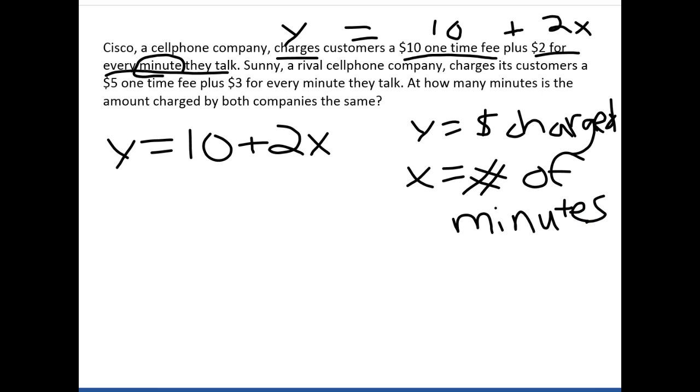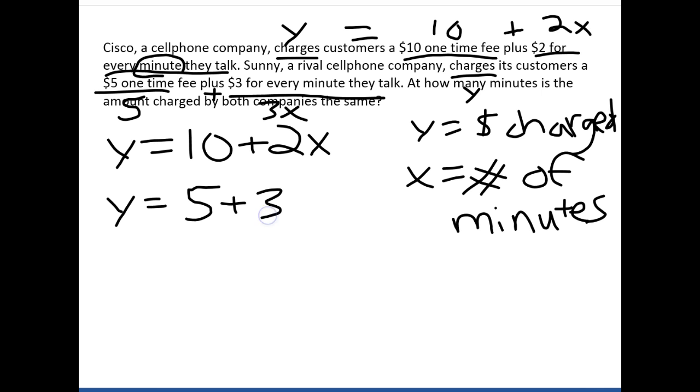Now let's look at the other one. Sunny, a rival cell phone company, charges its customers a $5 one-time fee plus, translates into a plus sign, $3 for every minute they talk, so that would be our 3x. And again, our y would be the charge. So how much the other company charges would be represented by the $5 for the one-time fee plus 3 times however many minutes they talked. Again, x is the number of minutes.